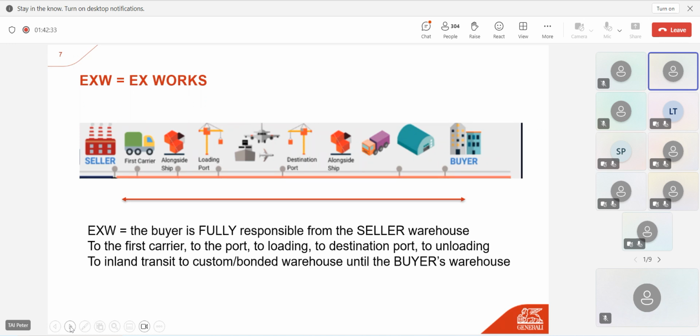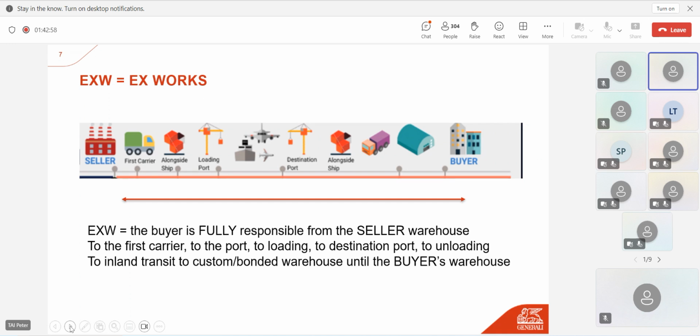Okay, so I'm going to give you an example. You go to IKEA today, you buy a piece of furniture. IKEA will sell to you, they will issue an invoice, and you have to carry that furniture, load it into your car, and then drive home to your house.